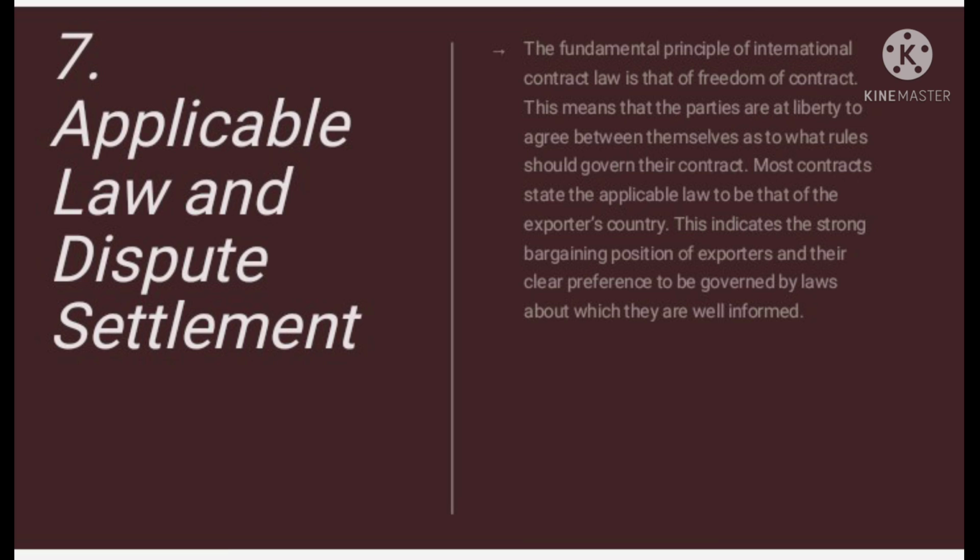Most contracts state the applicable law to be that of the exporter's country. This indicates the strong bargaining position of exporters and their clear preference to be governed by laws about which they are well informed.